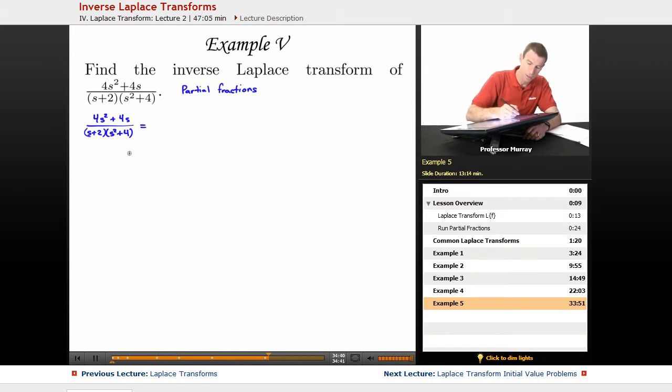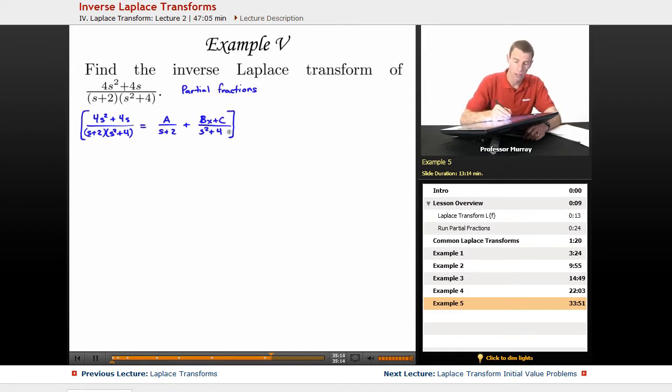We try to factor the denominator, but we can't factor it any more than it's already been given to us. We've got an s squared plus 4 in the denominator, and that doesn't factor anymore. So we just write this as A over s plus 2, and then a term over s squared plus 4, which we're going to call Bs plus C. So our goal is to find the A, the B, and the C. That's the goal of partial fractions.